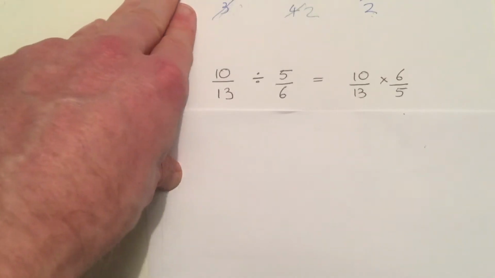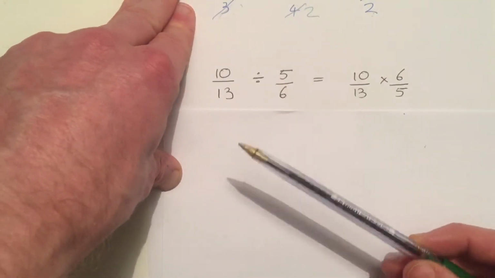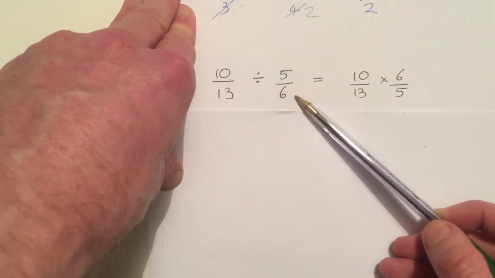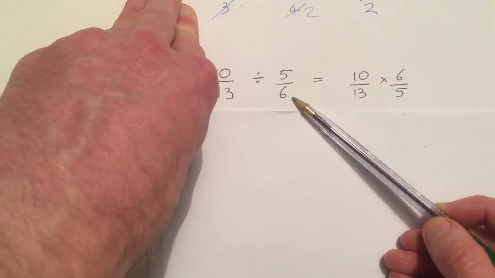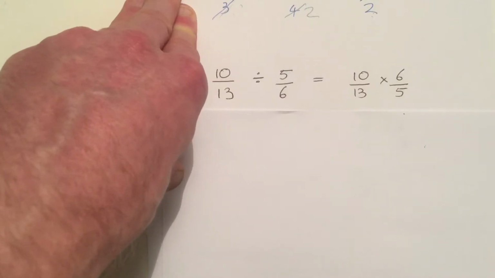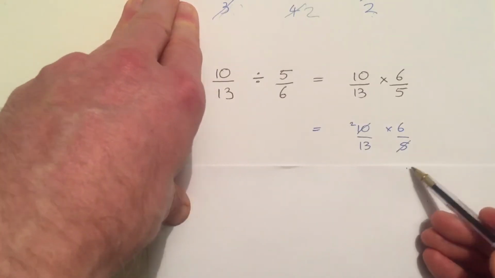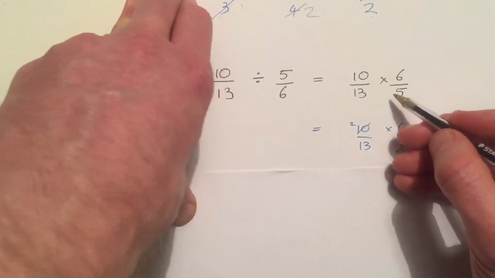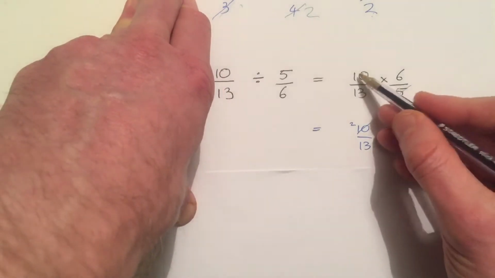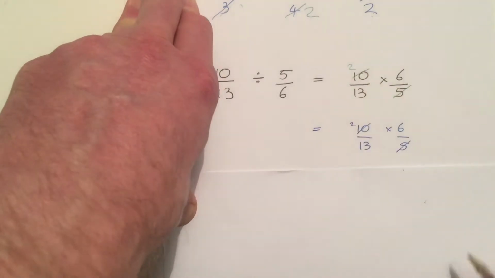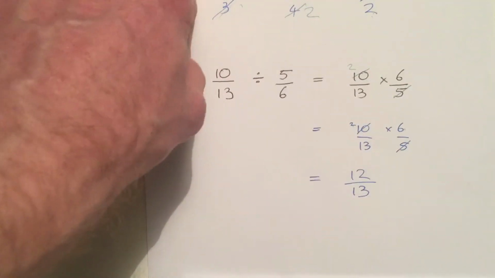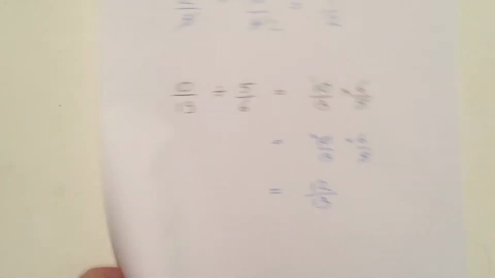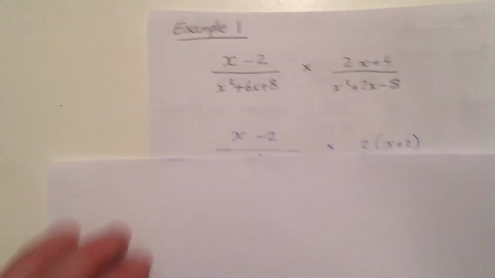Dividing. Remember, if I want to divide two fractions, I'm going to multiply by the reciprocal. So I'm going to multiply by the reciprocal of 5 over 6, which is 6 over 5. And then, using the same technique I've just used a moment ago, I can cancel the 5 because that goes into the 10. And now I just get left with 2 times 6 is 12 over 13. So that's a quick recap of multiplying and dividing fractions. Let's have a look at a couple of algebraic ones.